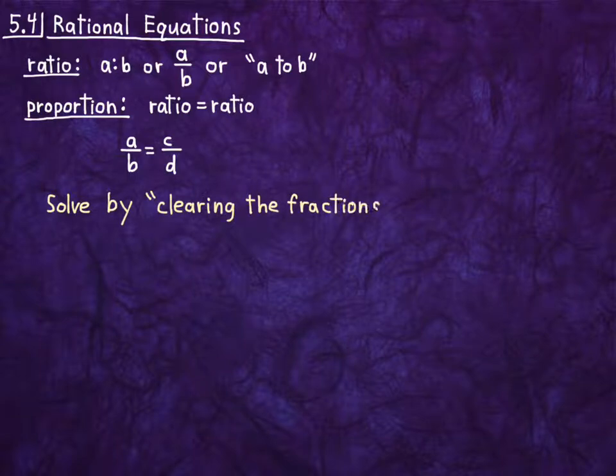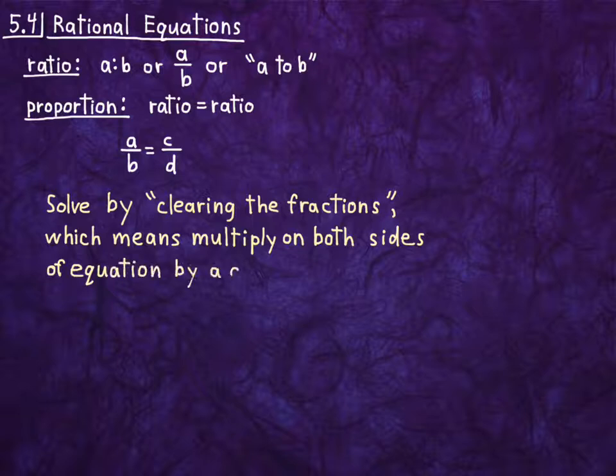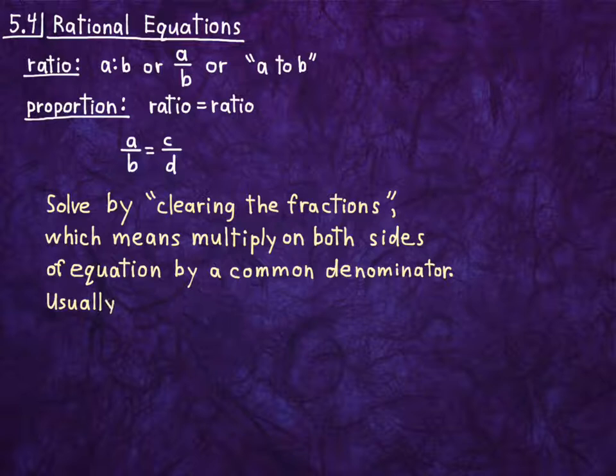So we solve these proportions by clearing the fractions, which in the case of equations means multiplying both sides of the equation by the common denominator, and we usually use the least common denominator because we don't want the numbers bigger than necessary, right?